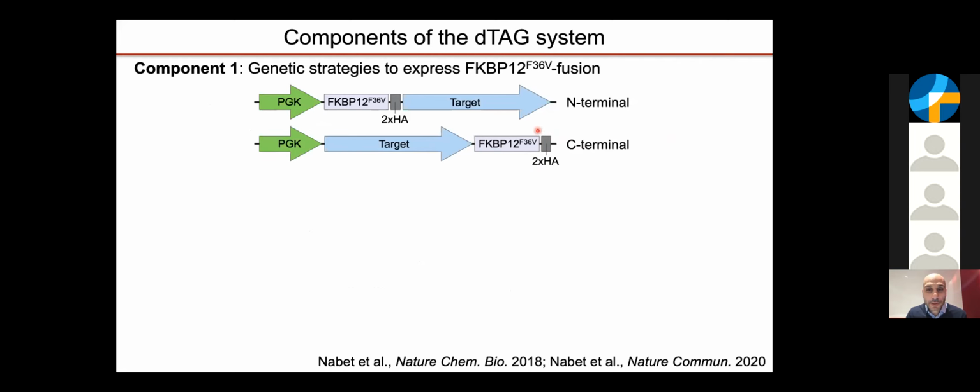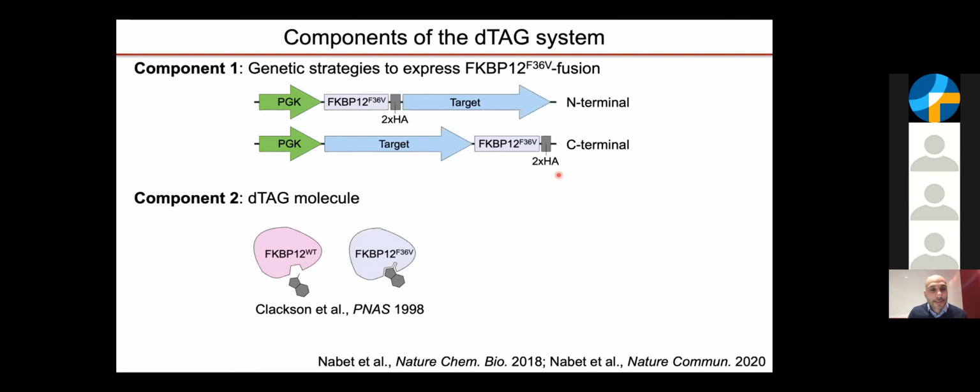And also we commonly include other epitope tags such as tandem HA tags that facilitate in the monitoring of the expression or degradation of the target of interest, especially can be quite useful in proteomic studies that we commonly do, but also when antibodies are limiting for your target of interest. The second key component is the DTAG molecule.